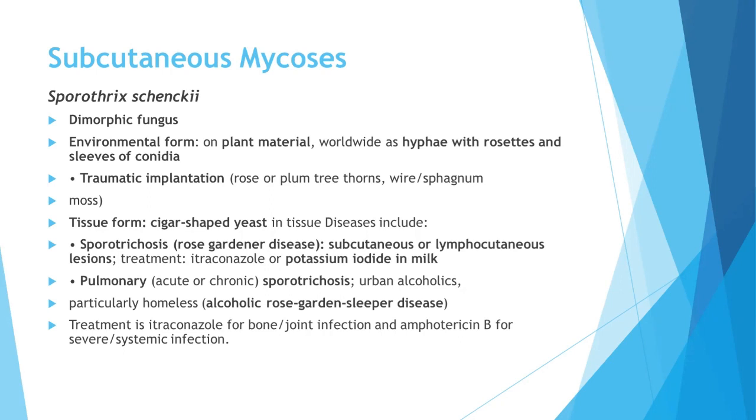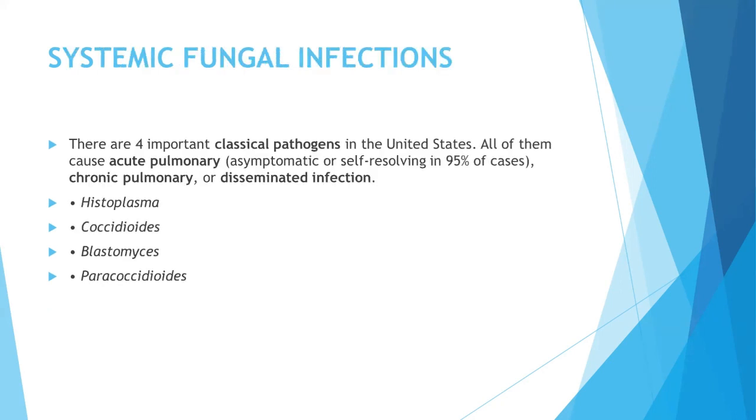Sporotrichosis, also called rose gardener's disease, presents as subcutaneous or lymphocutaneous lesions. Treatment is itraconazole or potassium iodide in milk. Pulmonary sporotrichosis is in urban alcoholics, particularly homeless persons. Treatment is itraconazole for bone or joint infection and amphotericin B for severe systemic infection. So there are four important classical pathogens in the United States. All of them cause acute pulmonary, chronic pulmonary, or disseminated infection. Histoplasma, Coccidioides, Blastomyces, and Paracoccidioides.